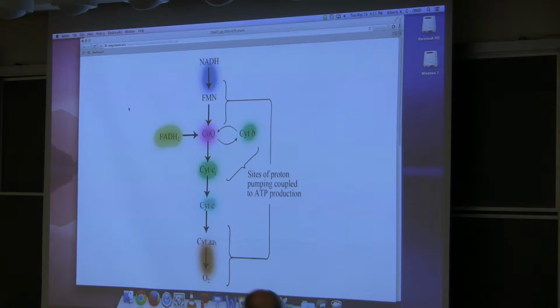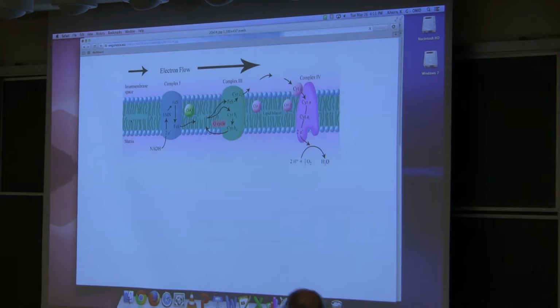Well, this is a confusing figure. It shows the entry of electrons from NADH and FADH2, and it's got a bunch of blah, blah, blah, and I don't like it. So we're not going to talk about it. Instead, we'll talk about it here, and this looks a little bit more confusing, but it's actually not, because I'm going to simplify it for you.